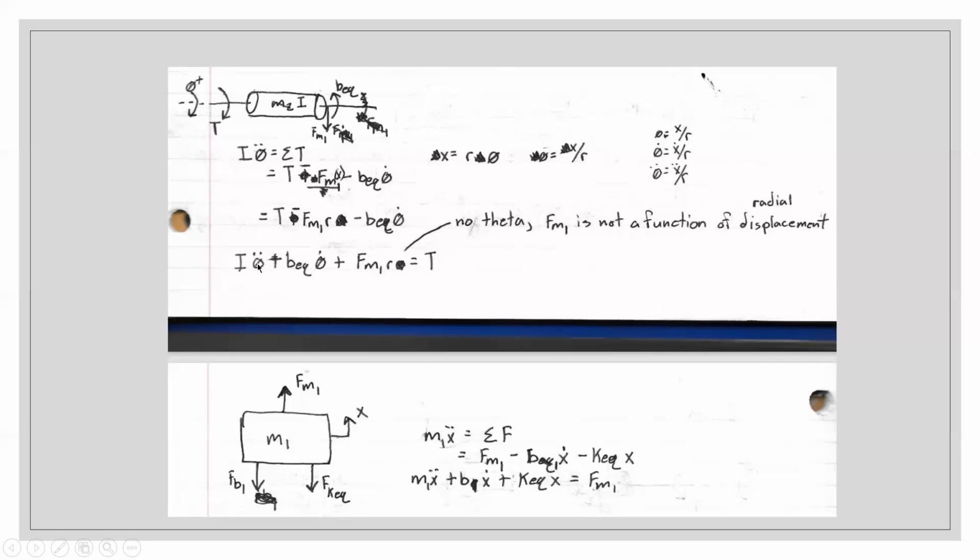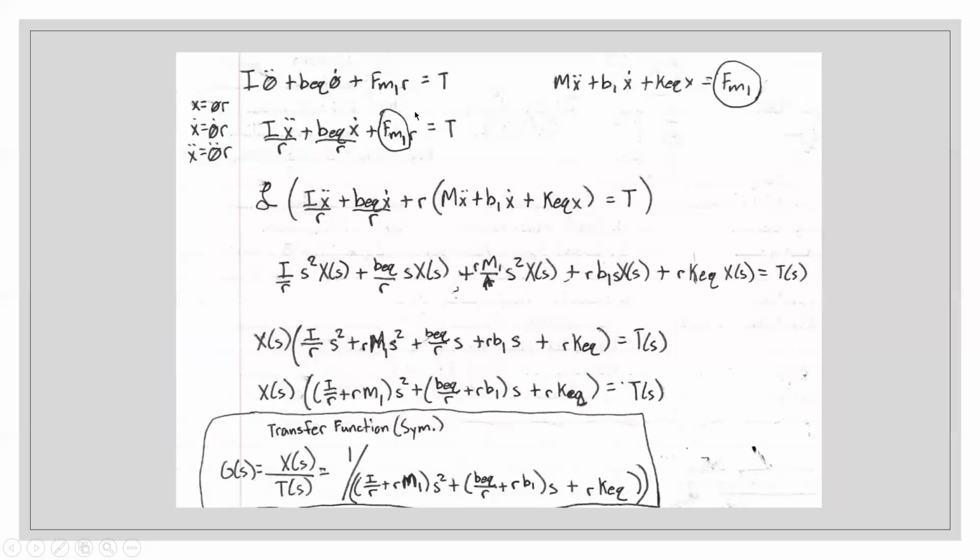Inertia plus B equivalent equals the torque applied, and we also do the same thing for the block free body diagram. We have the Fm1 in the x direction minus the force of the dampers minus the force of the springs, and that breaks down to m x double dot plus B1 x dot plus K equivalent x equals the force of the mass one. So here we have our two equations again, and again our relation right here.